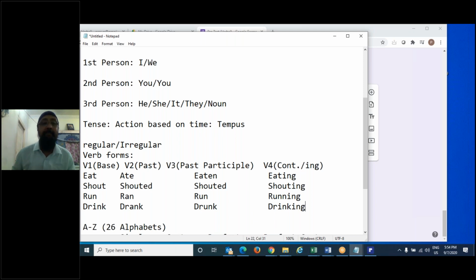Otherwise, when you write an essay, if you're not aware of these forms, then we have a habit of adding ed to it, and then we change the form. That's wrong.